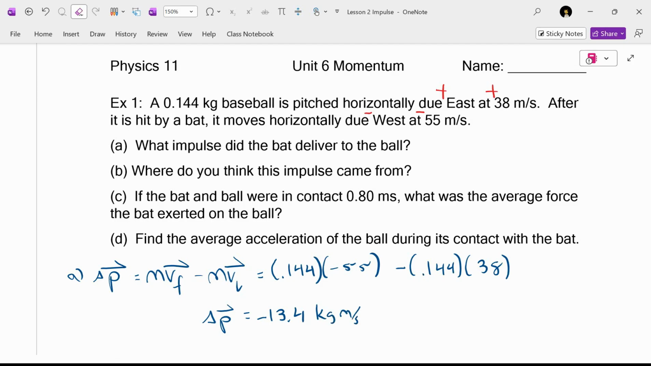What if I had said, give this to me as a direction? Well, then you would write positive 13.4 kilogram meters per second at, what's our direction? West. I would take either of those. If it was a multiple choice question, I would give you either one of those, but not both, because then there'd be two correct answers. The only thing I'd be fussy on is don't say negative West, because I would argue negative West is probably East.